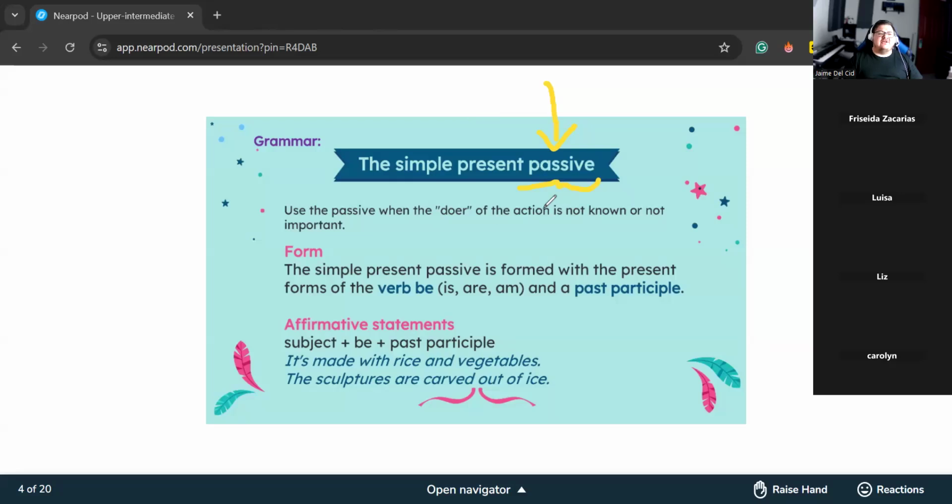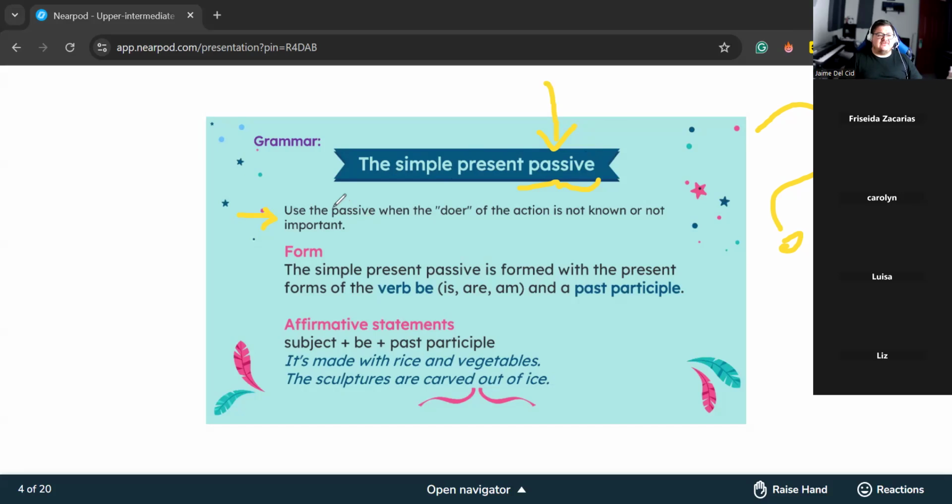The simple present passive. Now, why do we use the passive? What is the function of the passive? Here we have an important explanation. So I want somebody from the class to read with me. I'm gonna ask maybe Caroline. Caroline, can you read the sentence of the use of the passive? Use the passive when the doer of the action is not known or not important. Okay, perfect. So this is the function of the passive.